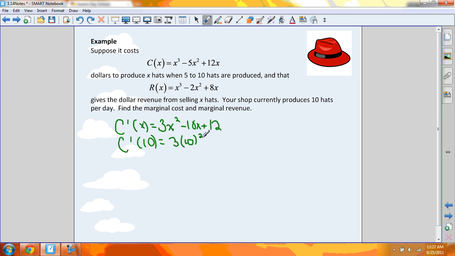So 3 times 10 squared minus 10 times 10.